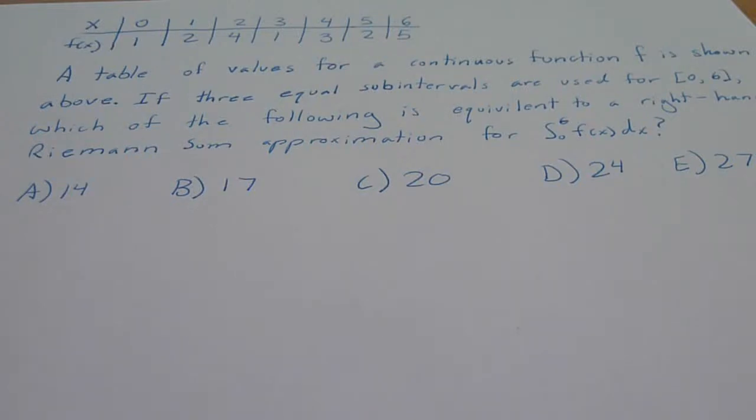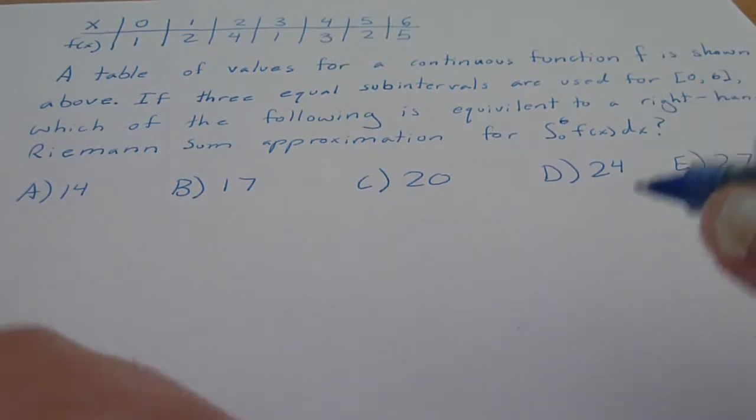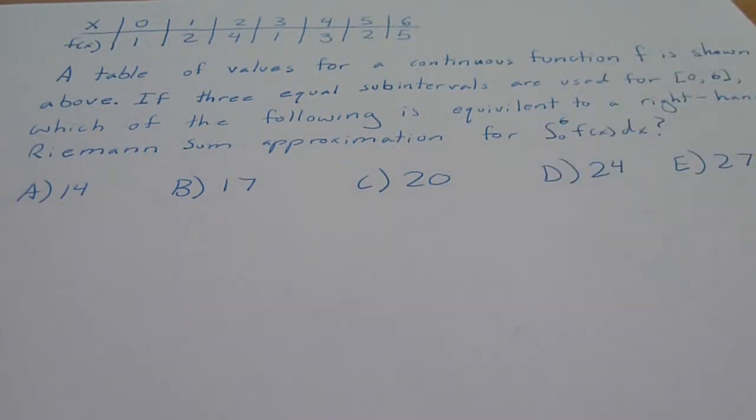Alright, this is a multiple choice question from a non-calculator section. It says a table of values for a continuous function f is shown above. If 3 equal subintervals are used on the interval 0 to 6, which of the following is equivalent to a right-hand Riemann sum approximation for the integral from 0 to 6 of f of x?